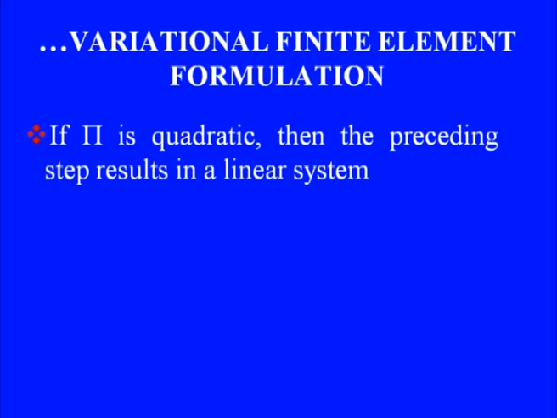Now, there are some beautiful features of this variational finite element formulation, and one of these beautiful features is that if pi is quadratic, then the system of equations which we get from finite element formulation, K u is equal to B, this K is symmetric and positive definite. So, that gives us specific advantages in terms of solving this system.